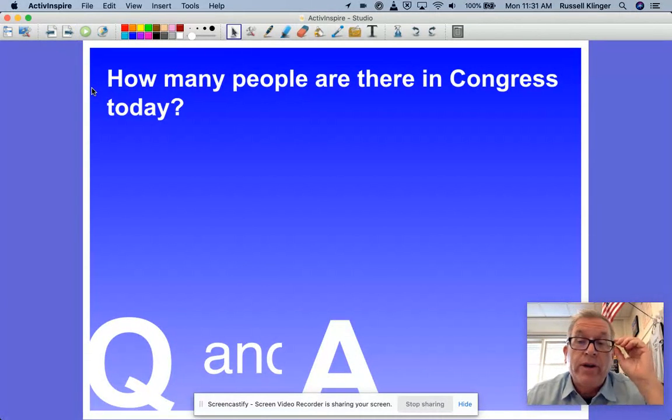So how many people are there in Congress today? Well, if you take 435, which is the actual number right now, and you add 100 to it, it's about 535 people total in Congress.